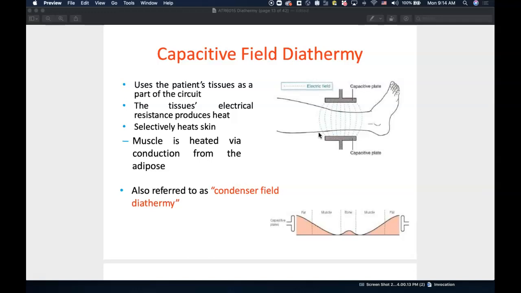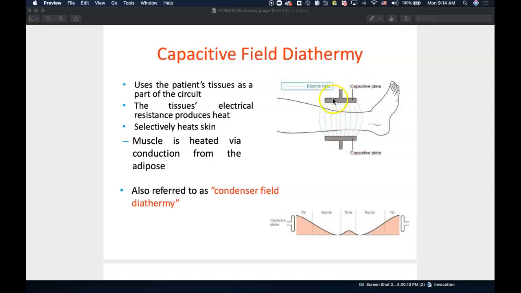This is the opposite of inductance field diathermy. With this particular setup, you're going to use the patient's tissue as a part of the circuit. So instead of direct contact with the diathermy machine, you can see that it's sitting up about, give or take, 3 to 6 inches away from the actual patient's skin.